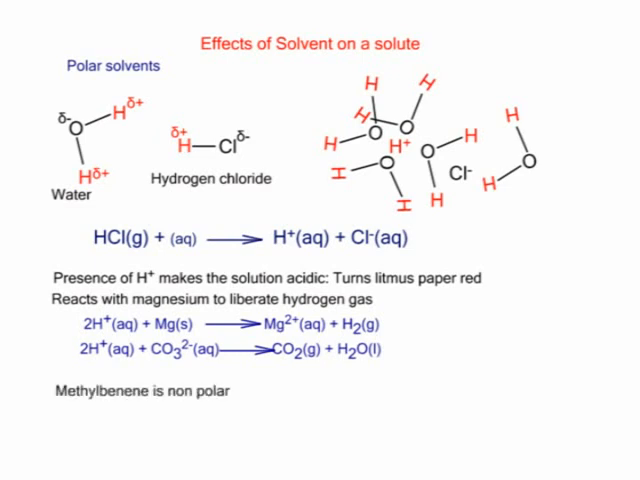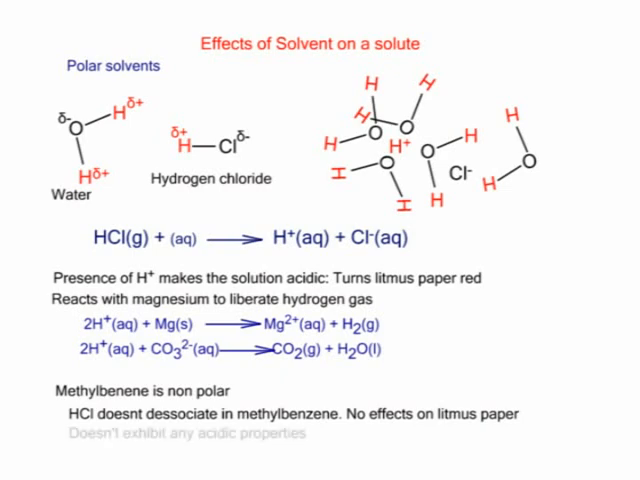Methylbenzene is a non-polar solvent. When hydrogen chloride is dissolved in methylbenzene, its molecules do not dissociate, and therefore no hydrogen ions are present, and hence the solution of hydrogen chloride in methylbenzene does not exhibit acidic properties. It has no effect on litmus paper and does not react with magnesium, neither calcium carbonate.